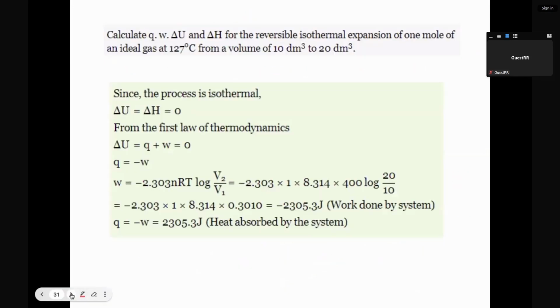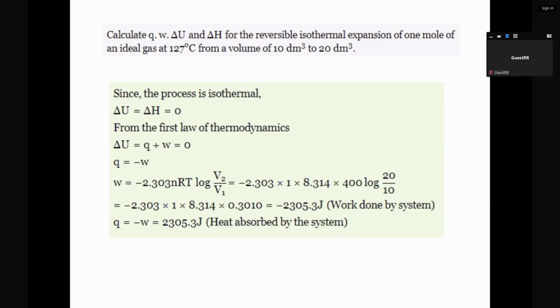So there are some numerical problems that will be solved here that we are discussing for the thermodynamics chapter. So here the problem is: calculate the Q, delta W, delta U, and delta H for the reversible isothermal expansion of 1 mole of an ideal gas at 127 degrees Celsius from a volume of 10 dm cube to 20 dm cube.